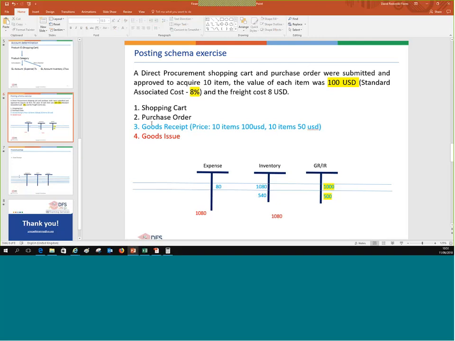Please, can you please click on the green check if you are following now the change of the scenario? Now we are not acquiring 10 items, but we acquired 10 items at $100 and 10 items at $50. So for the 10 items at $100, you already have the scenario from before. So we have the amount plus the 8% debiting the inventory account. Okay. And then we have the credit on the expense account for the freight service. So please click on the green check if it's clear, or I need to explain it in a different way that will help you understand.